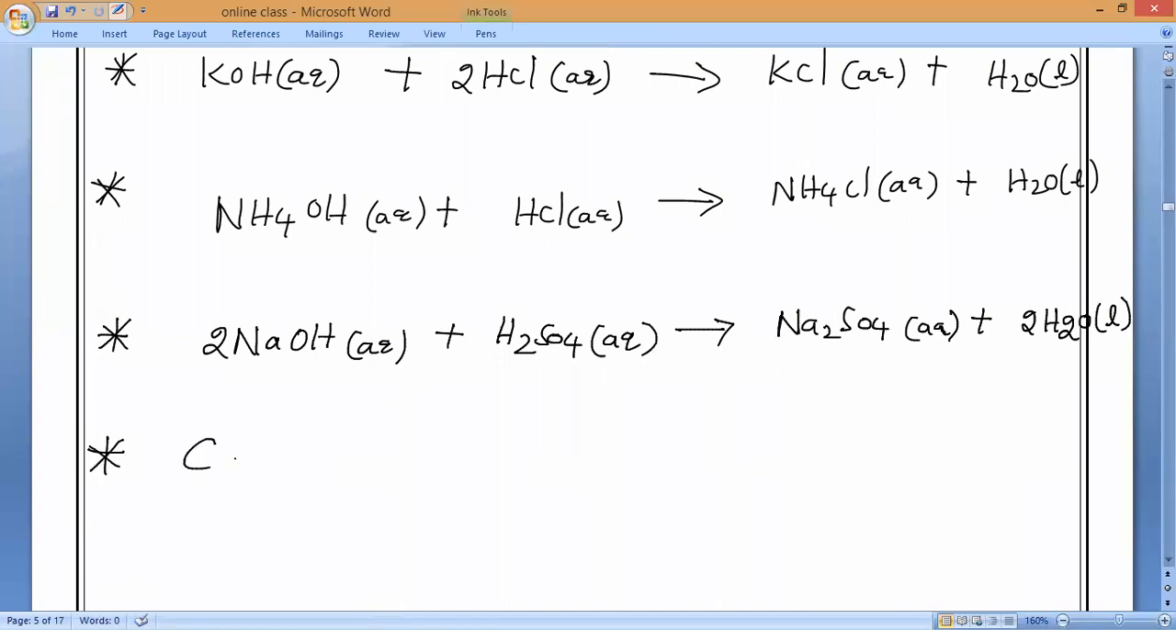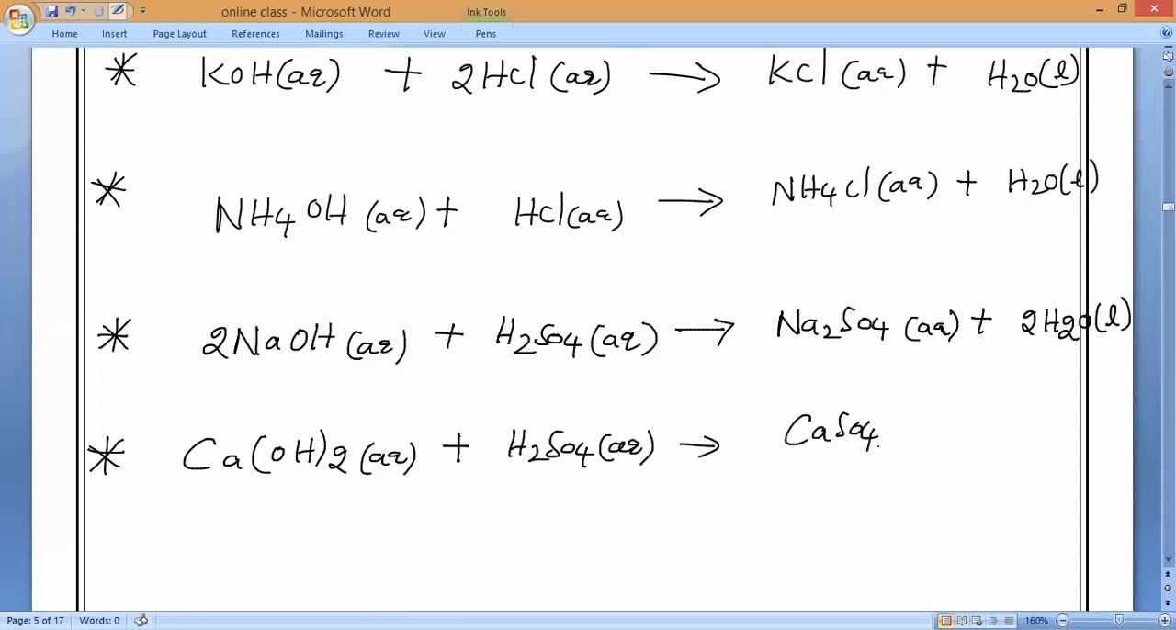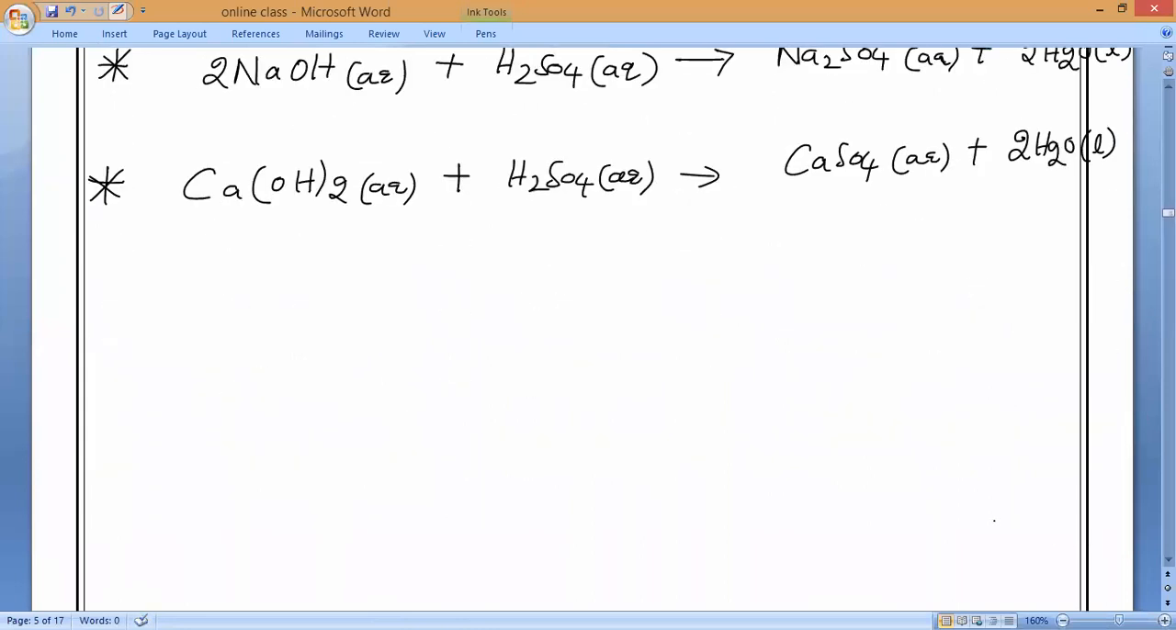Next, calcium hydroxide. What is the formula? Ca(OH)2 reacting with sulfuric acid. Now you tell me the products. Calcium hydroxide reacting with the sulfuric acid, what will come? Calcium sulfate plus water. Very good. Are you understanding? Next, all of you, answer.